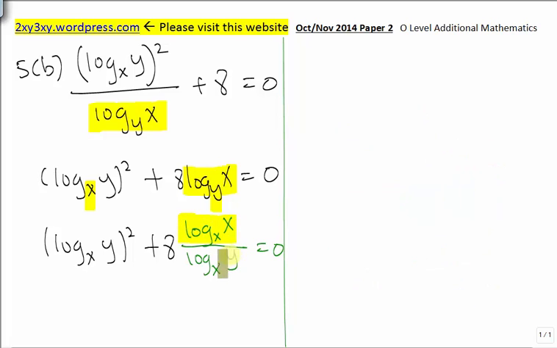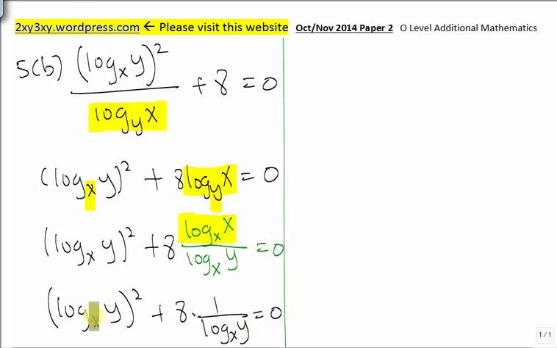This expression can be simplified into 1. Log base x of x will give you a value of 1. This is a property of logarithm. Now if you notice this expression here and this expression here, they are the same term. So to simplify the question, I will let a be log base x of y. If I rewrite this using a equal to log base x of y, it becomes a squared plus 8 over a equal to 0.